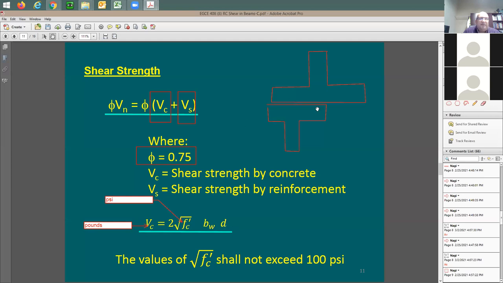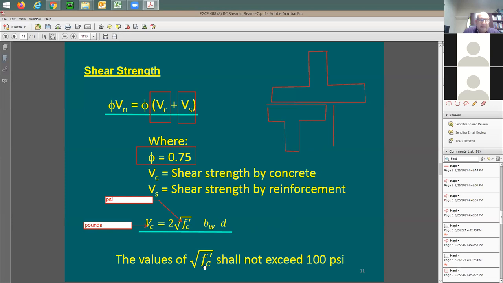So in this case, if the beam is like a T like this, the depth is going to be the distance from here, from the top compression, to the tensile steel, right? And the width is going to be the width of the web, not the flange. The width of the web, not the flange.